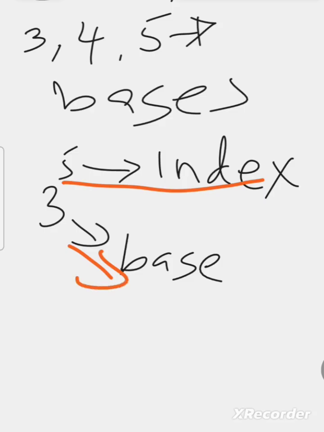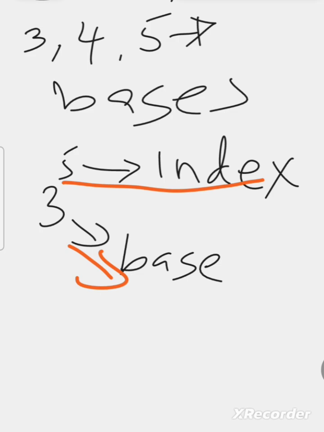So those are the two statements that I want you to have at your fingertips. If you are told to identify a base, you can easily identify. If you are told to identify an index, then you can also identify it without any difficulties.